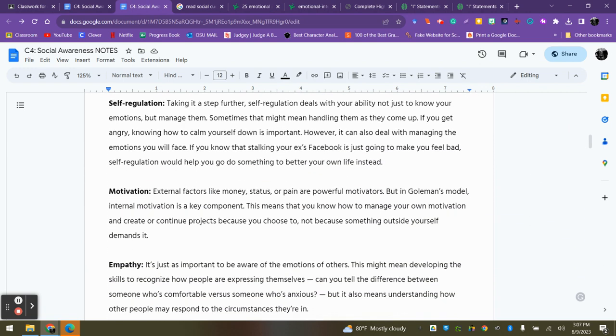2. Self regulation. Taking it a step further, self regulation deals with your ability not just to know your emotions, but manage them. Sometimes that might mean handling them as they come up. If you get angry, knowing how to calm yourself down is important. However, it can also deal with managing the emotions you will face. If you know that stalking your ex's Facebook is just going to make you feel bad, self-regulation will help you go do something better with your own life instead.